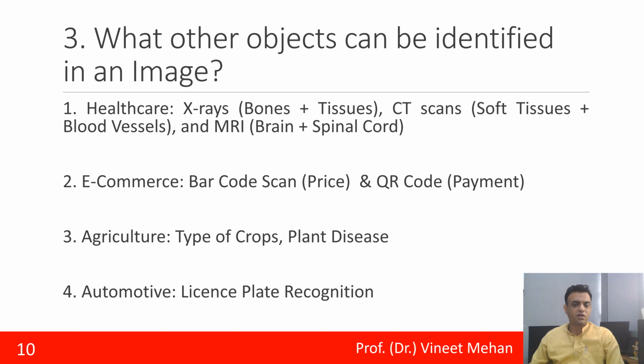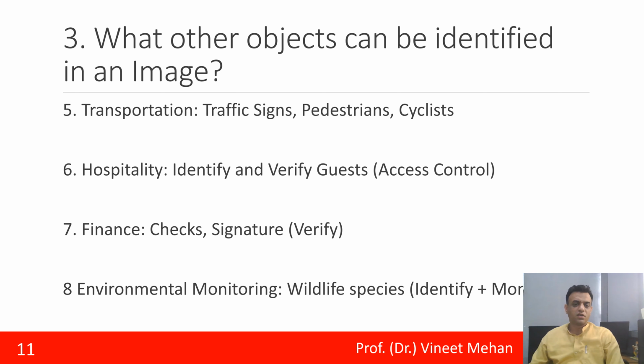In the agriculture domain, we can identify the type of crops that is present in the image, or the disease that has been there on the plant, on leaves or on fruits. In automotive sector, we can do license plate recognition. Similarly, in transportation, we can identify the traffic signals, pedestrians, cyclists. This works in the area for self-driving cars. Then in hospitality, we can identify and verify the guests that are part of a particular party, so access control is there. Then in finance, we can verify the checks and the signature. Then in environmental monitoring, we can identify the wildlife species, that is whether a particular animal is there or not.